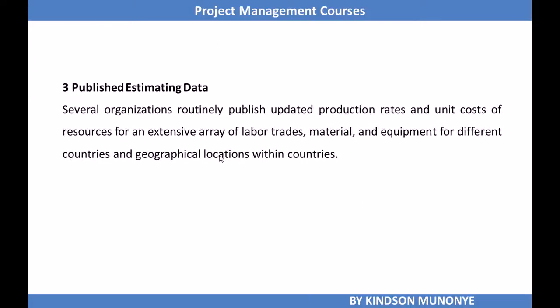Another important tool and technique that we might use to make accurate activity resource estimates is published estimating data. Several organizations routinely publish updated production rates and unit costs of resources for an extensive array of labor trades, materials, and equipment for different countries and geographical locations within countries. So we've discussed three tools and techniques that can be used for estimate activity resources, and they are expert judgment, published estimating data, and alternatives analysis.